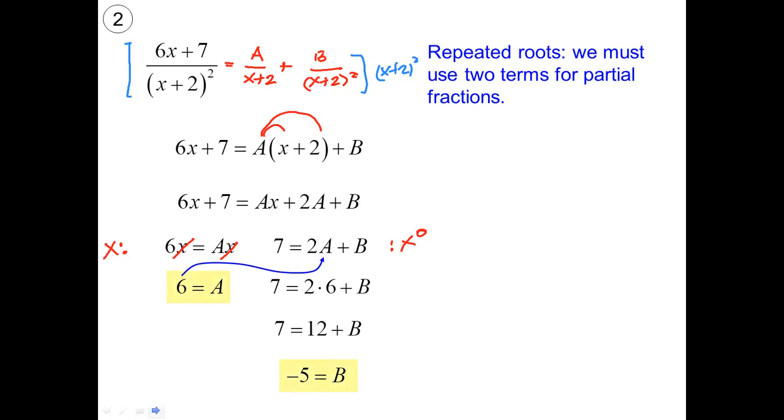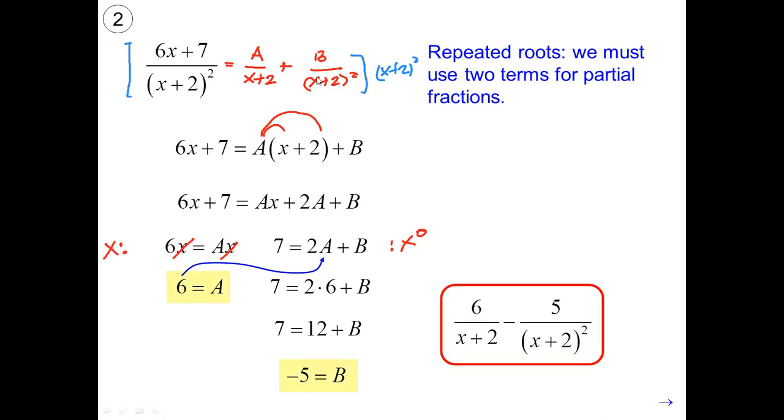So what will happen? You will integrate these two expressions. If you do the integration of that, your a is 6, so you have 6 integral of dx over x plus 2. And for the b, which is -5, we have -5 integral of dx over the quantity x plus 2 squared. By the way, there's an error here because this one is x plus 2. So 6 should be multiplied to the ln of x plus 2.